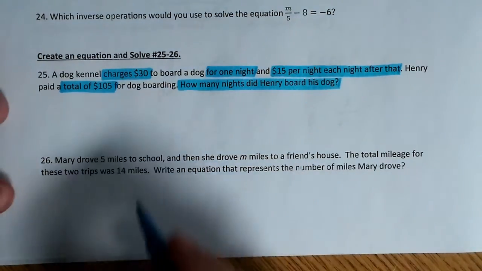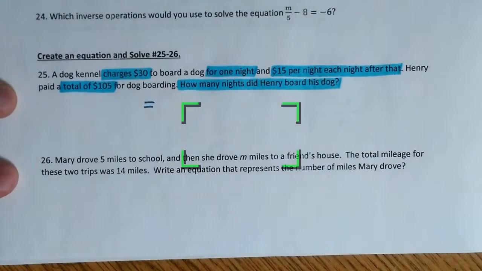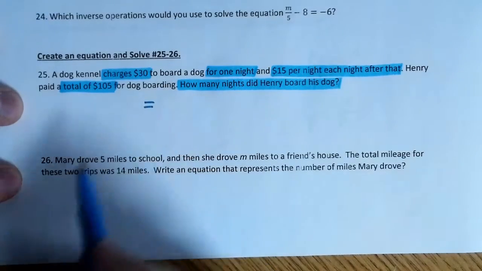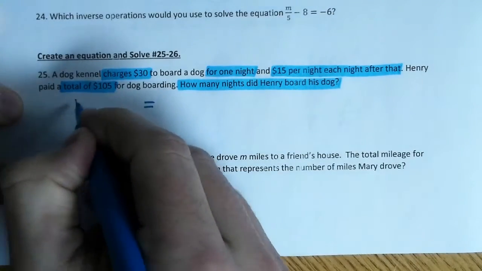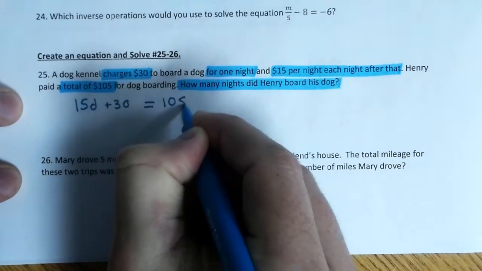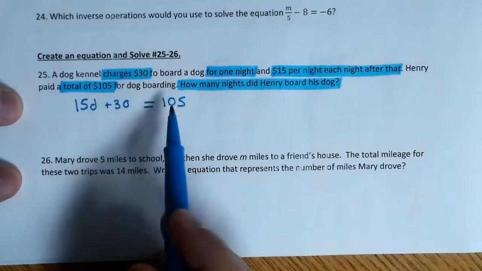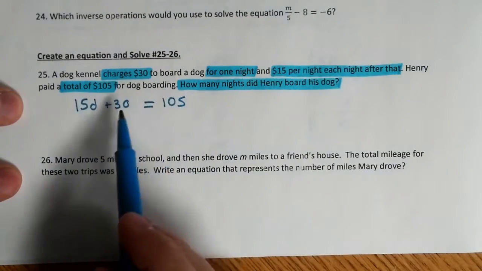So, when we're setting up this equation, it's got to be equal to something. We agree? Lincoln, you put D for what? For our variable? Okay. All right, so what did you put? 15D plus 30 equals 105. Yeah, and that's absolutely correct. That's good, okay? Again, our total equals 105. We have the $30.